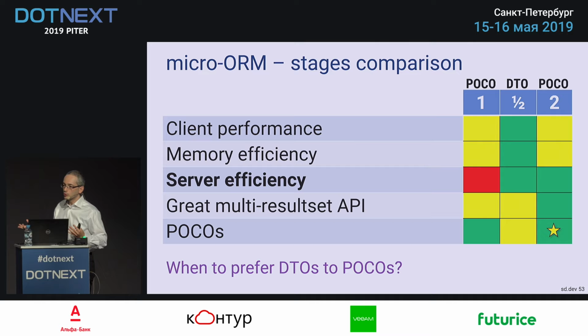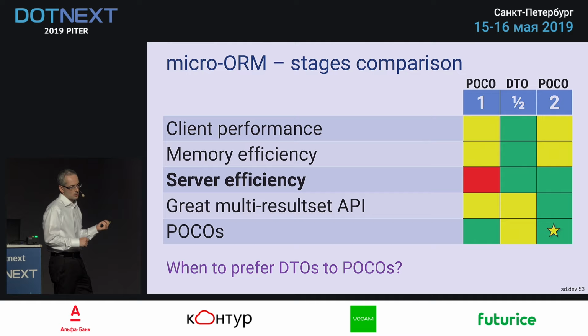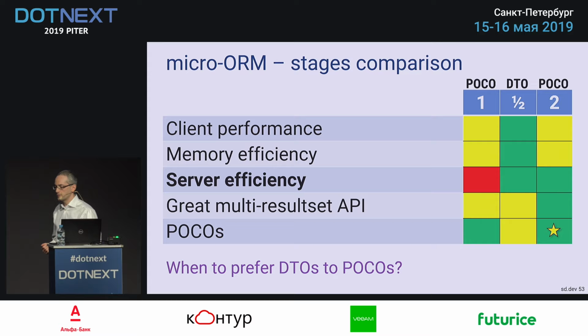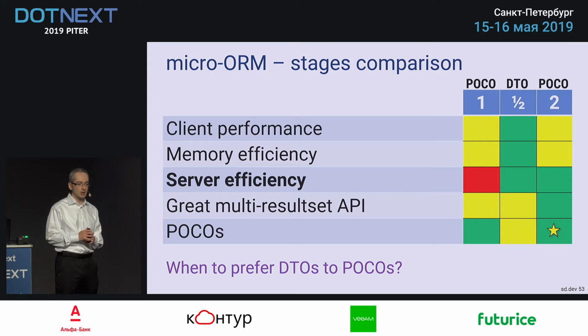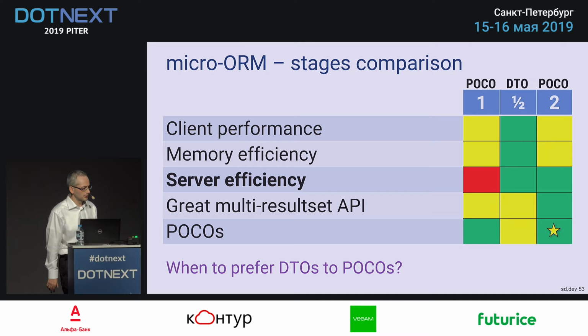So moving on, let's talk about memory efficiency. Memory efficiency might be another very important consideration. And if you are particularly concerned about memory efficiency, again, the half-stage approach wins, because not only is building DTOs faster than building POCOs, but DTOs are also going to be more memory efficient because they do not engage in this expensive POCO object construction. And they're not as memory heavy.